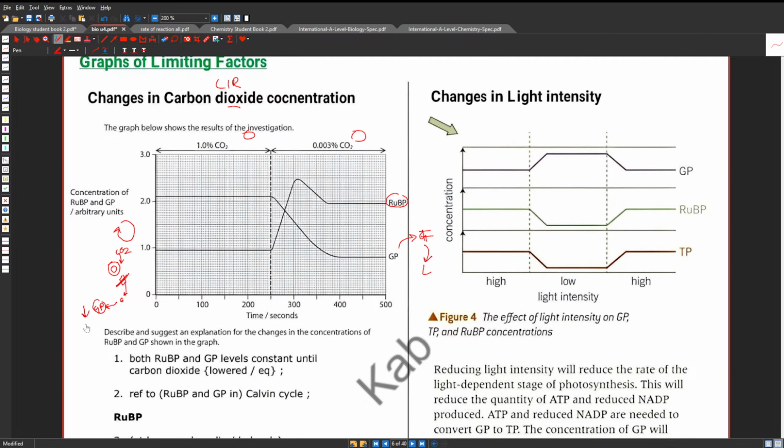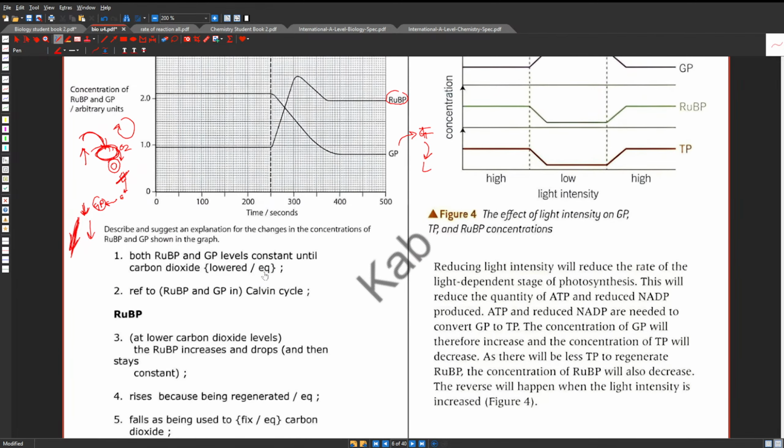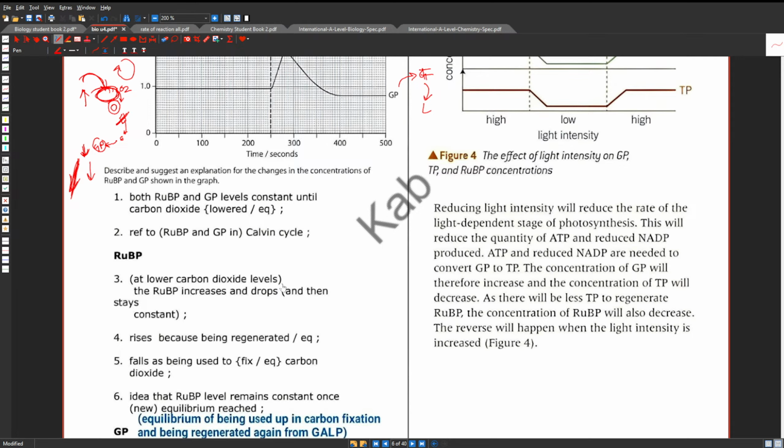Since it's waiting, GP is going to be reducing because it's going to be used up, and the RUBP is going to be formed, and now we're just on standby. RUBP is building up over here, and the GP is being emptied out over here. So RUBP concentration will be increasing and GP concentration will be decreasing. Simple as that. Both RUBP and GP levels stay constant until carbon dioxide is lowered. Reference this in the Calvin cycle: at lower carbon dioxide levels, RUBP increases, then drops, then stays constant.